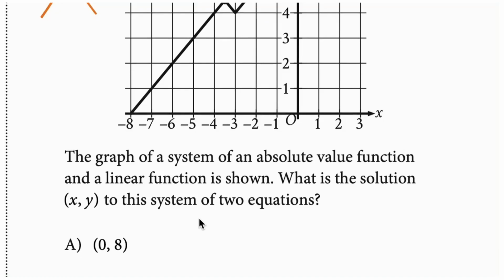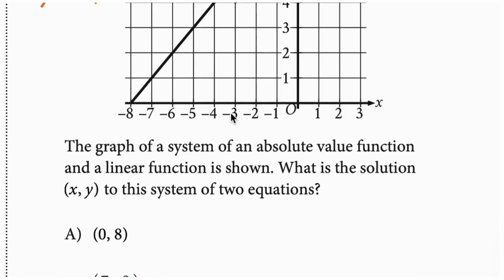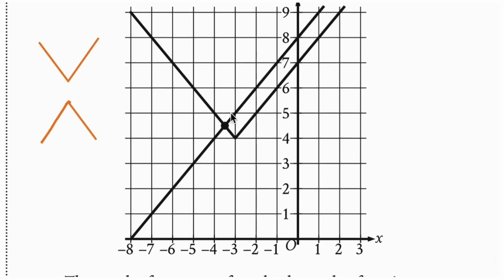The graph of a system of an absolute value function and a linear function is shown. Okay, we have already noticed this. What is the solution (x, y) to this system of two equations? So we know that is the point of intersection, right? But here the x coordinate is exactly in between -3 and -4, and the y coordinate is the midpoint of 4 and 5. So that is simply the point of intersection thing.